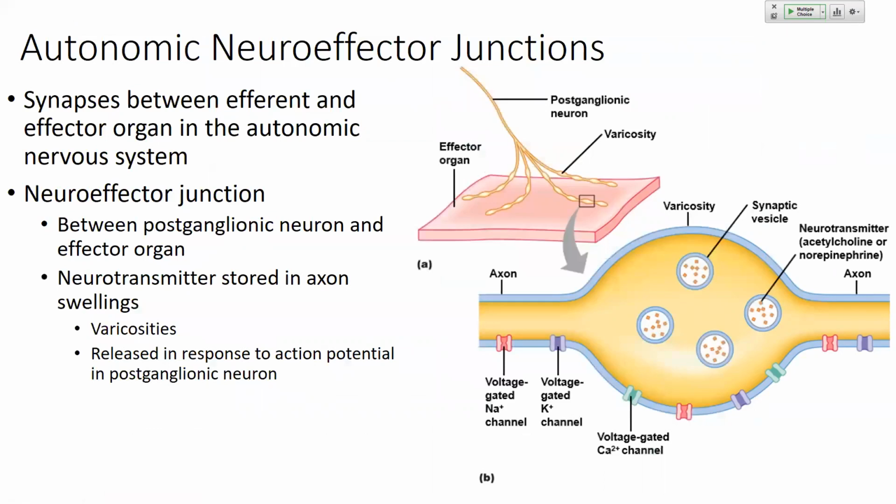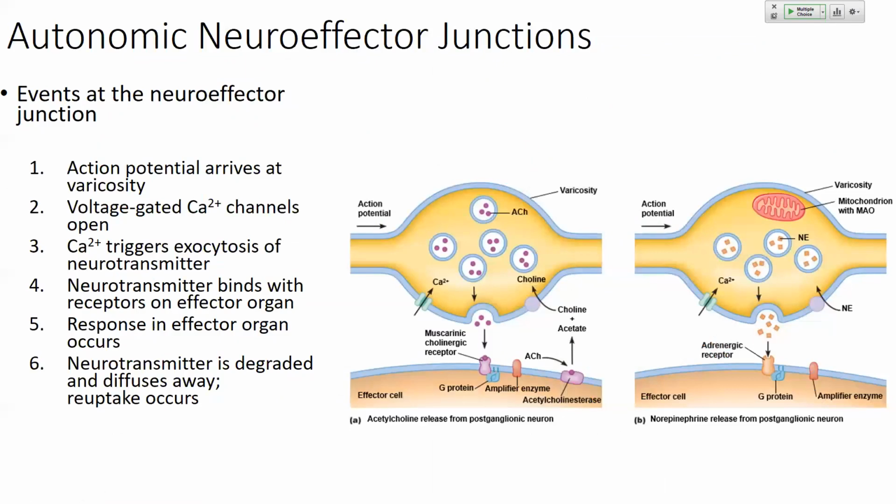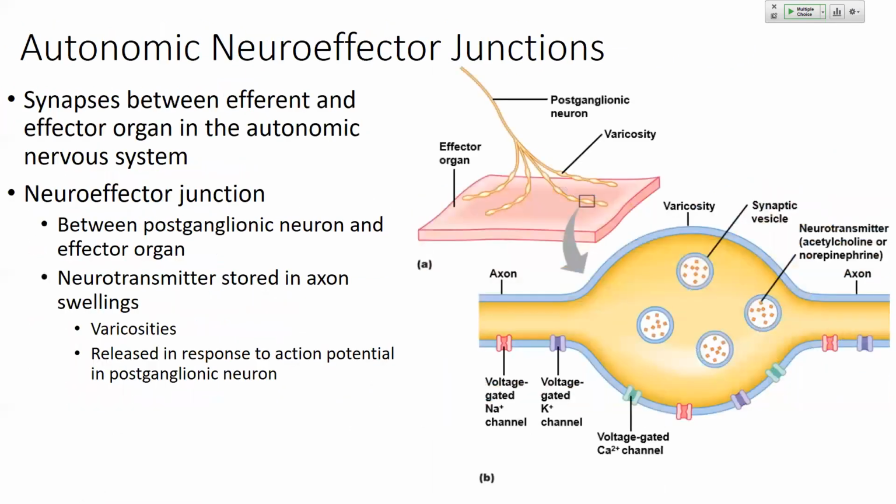Now we're going to talk about the autonomic neuroeffector junction. Okay, so the autonomic neuroeffector junction is the synapse between efferent and effector organs in the autonomic nervous system.